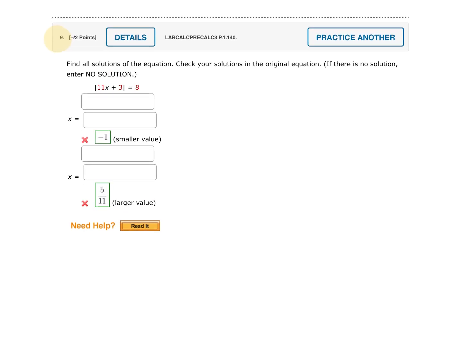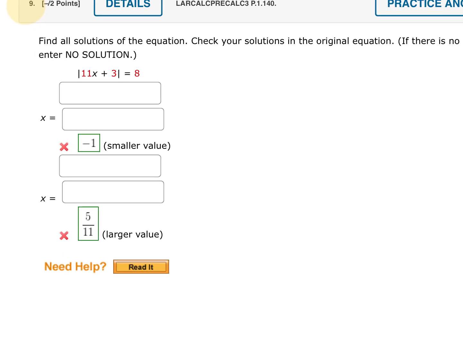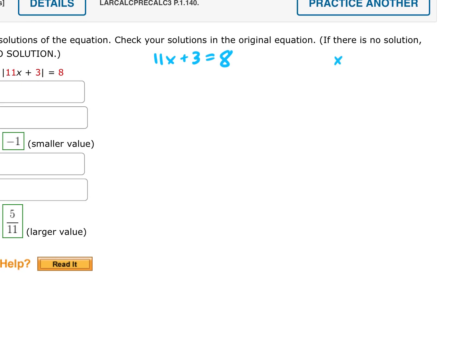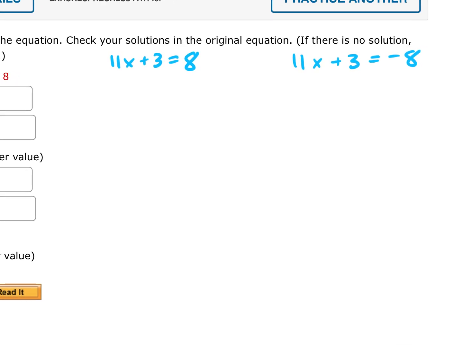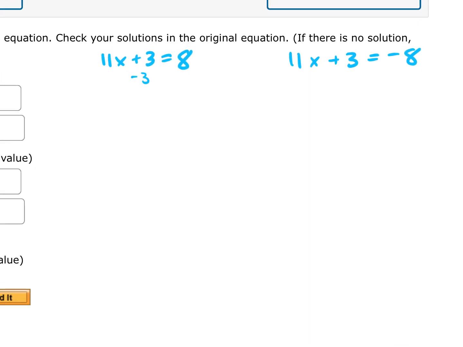So 9, we have an absolute value. We always want to isolate our absolute value first, and then to get rid of our absolute values after we isolate, we need to split it into 2 equations. So we have 11x plus 3 is equal to 8. So the first one stays the same. The other one we change to negative. So 11x plus 3 is equal to negative 8. And then we just solve both of our equations. Subtract 3 on both sides, so 11x is equal to 5. Divide by 11.